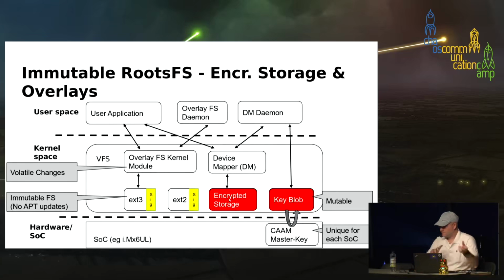So, as you see, there are two important aspects to establish a secure IoT system. It's first of all the chain of trust of the bootloader, and the encrypted storage, and also the overlay file systems.